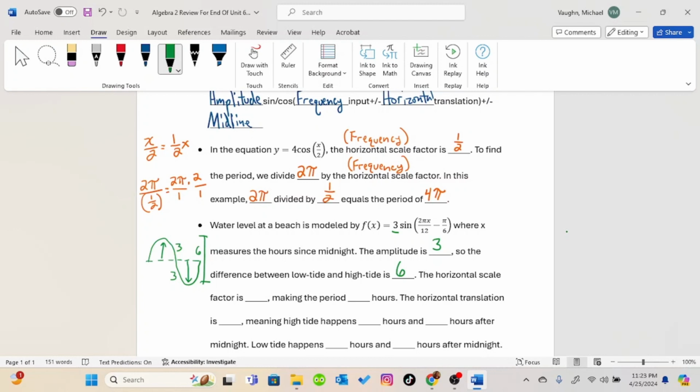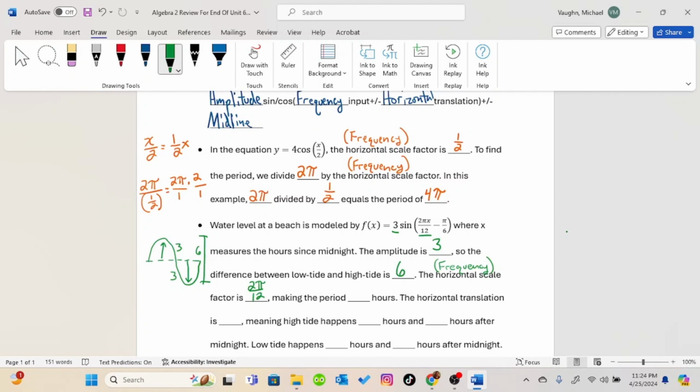The horizontal scale factor is blank. Remember, horizontal scale factor means frequency. And that is the number that we multiply by the input. So the horizontal scale factor is 2 pi over 12, making the period blank hours.